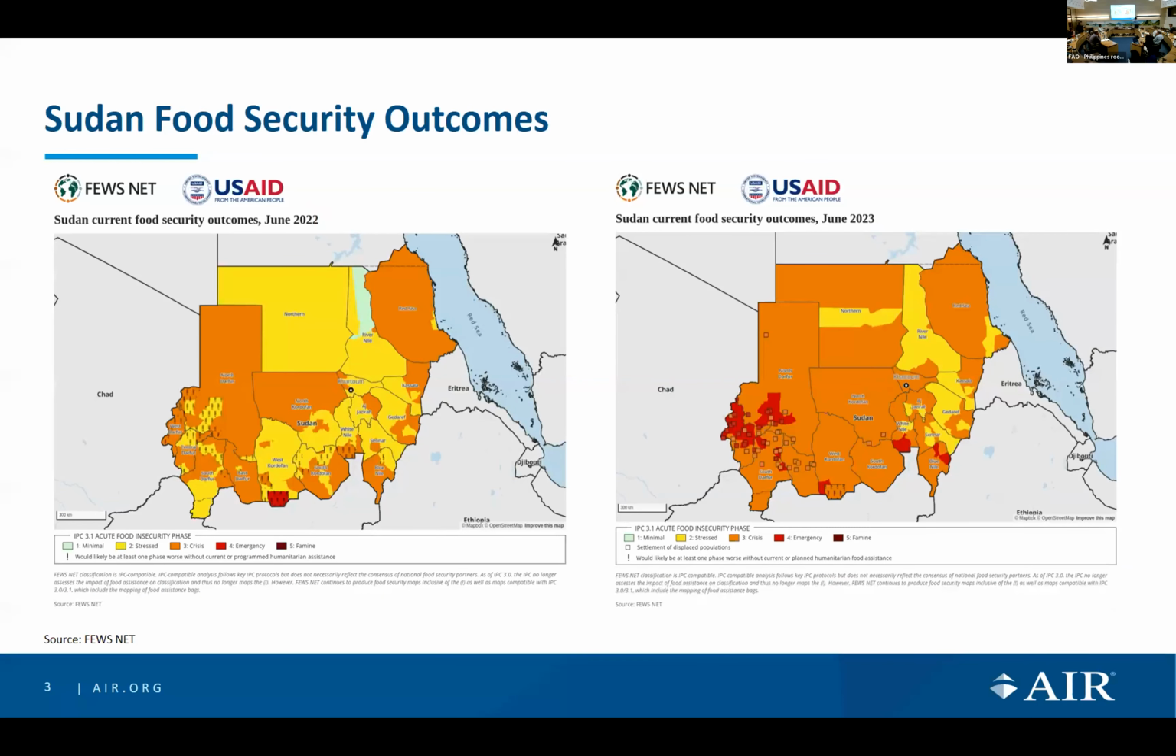So here is a quick comparison of what we were looking at last year compared to this year. These are the food security outcomes from FEWS NET and USAID. If you look, a lot of areas are doing worse than last year. A lot of areas that were in crisis mode last year have now moved to emergency. And you see that pattern across different regions.